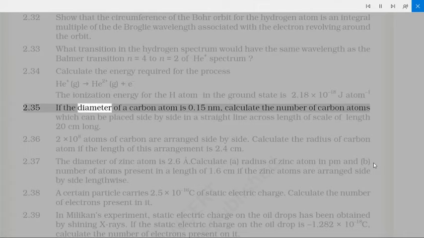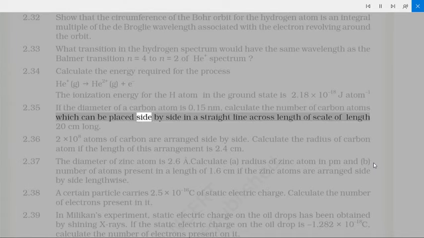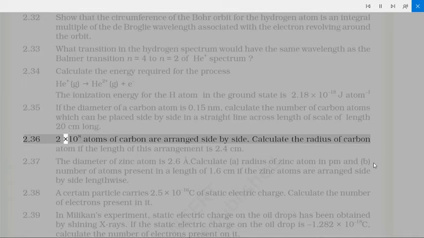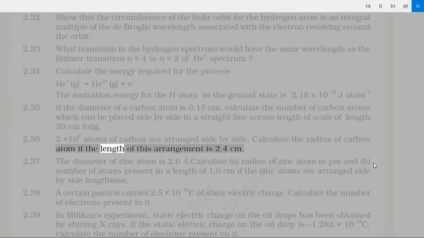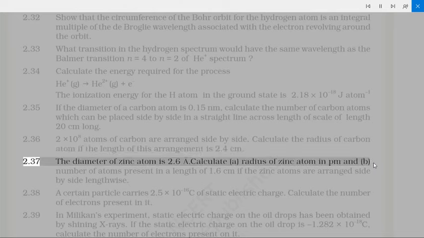2.35 If the diameter of a carbon atom is 0.15 nm, calculate the number of carbon atoms which can be placed side by side in a straight line across the length of a scale 20 centimeters long. 2.36 2 times 10^8 atoms of carbon are arranged side by side. Calculate the radius of a carbon atom if the length of this arrangement is 2.4 centimeters.